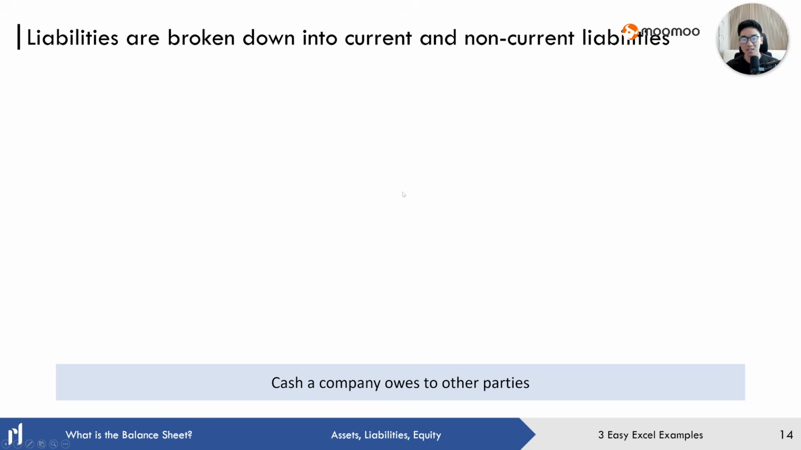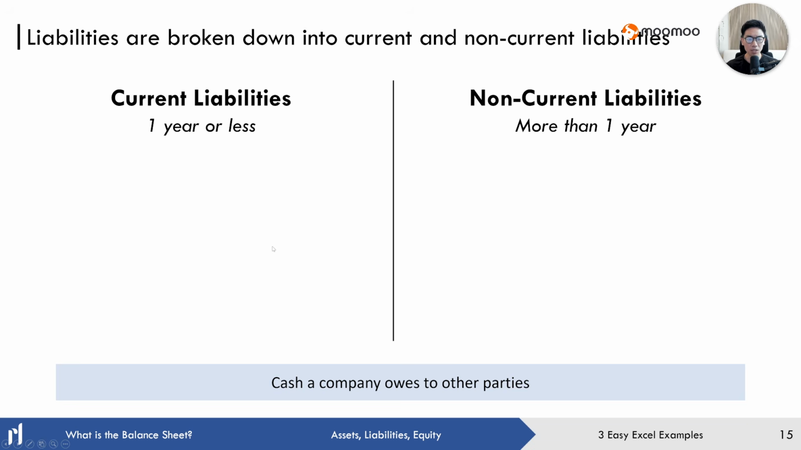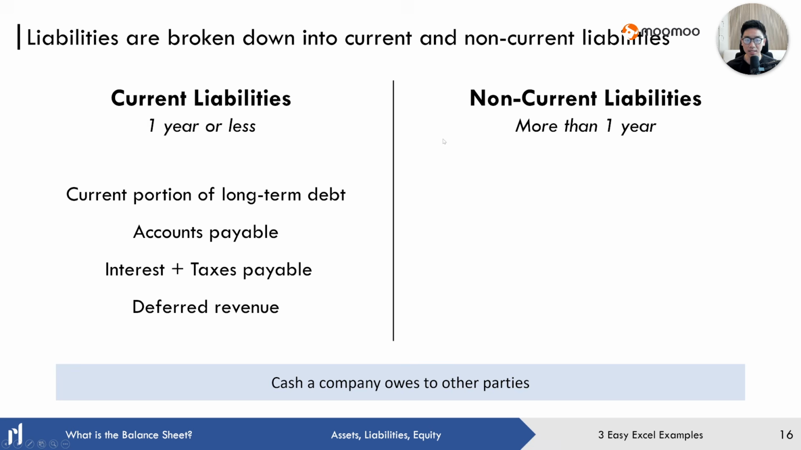Liabilities are very similar to assets in that they can also be broken down into current and non-current liabilities. And this, again, is cash a company will eventually have to pay to other parties. Current liabilities are also 1 year or less. Non-current liabilities are more than 1 year.